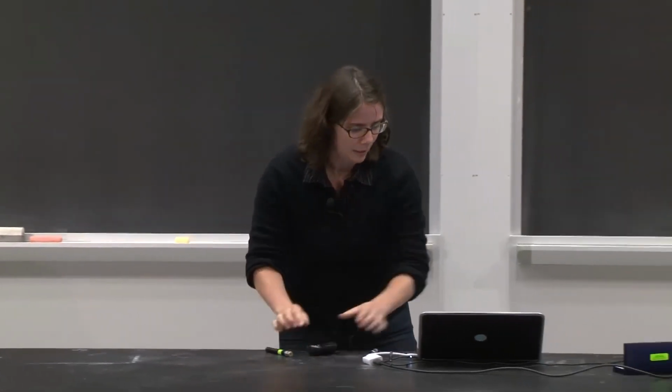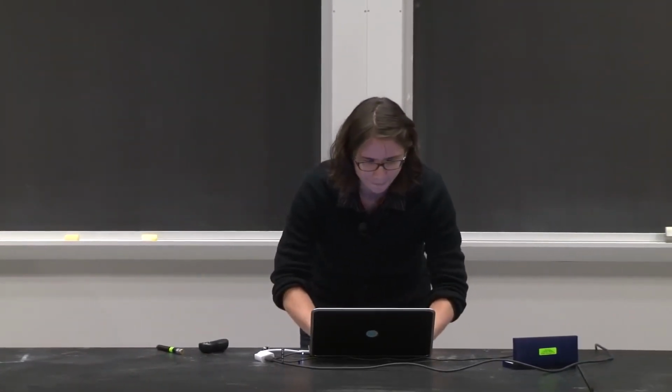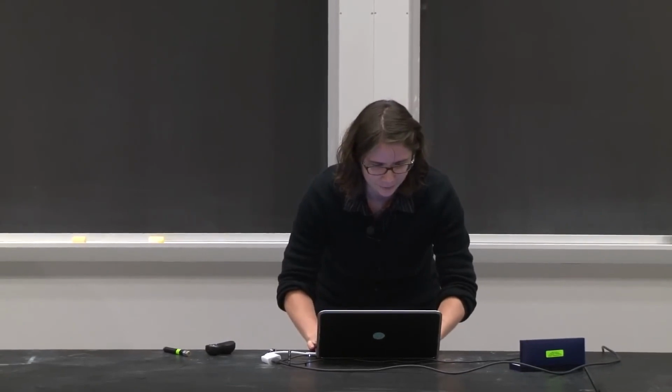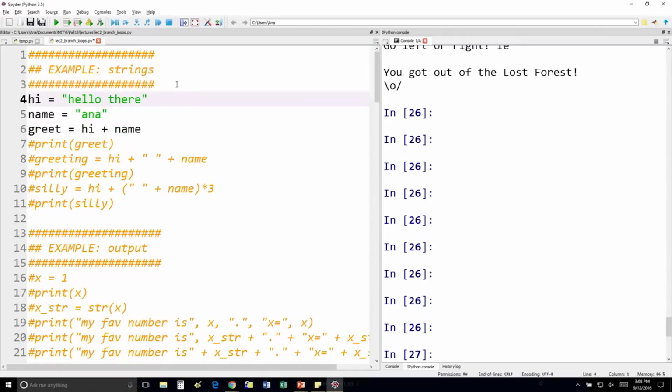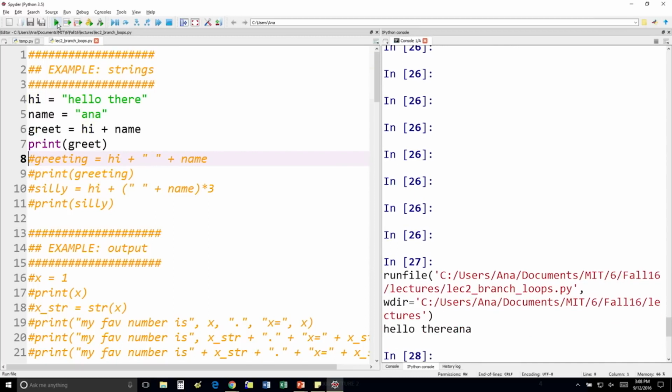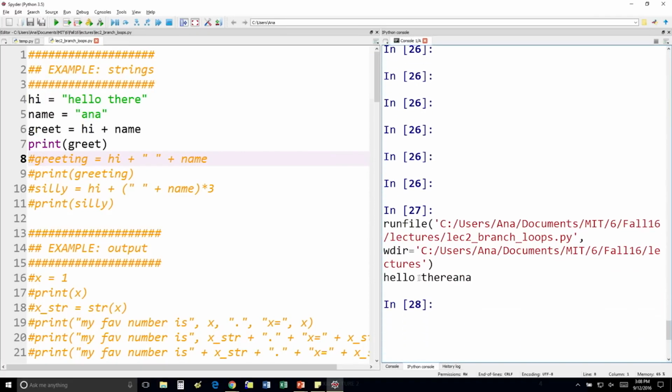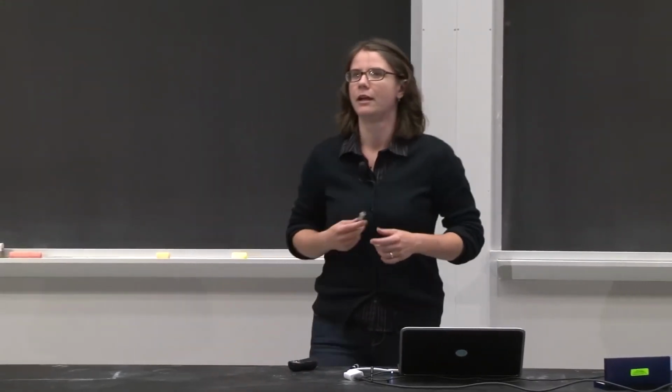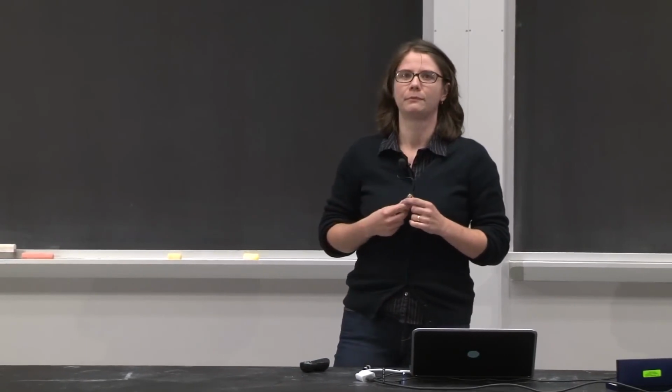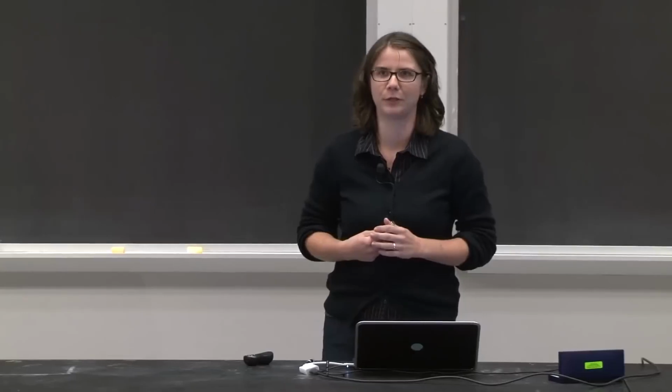Okay. I'm going to switch to Spyder. And this is just that example from the slides. So let's see what happens. So I have the variable hi, the variable name, and I'm just concatenating those two together, and then I'm going to print that out. So if I run the code, notice it prints out hello there, Anna. Right? There's no space. And there's no space because the concatenation operator, the plus, doesn't add any spaces implicitly. So again, another example of just computer just doing what it's told.